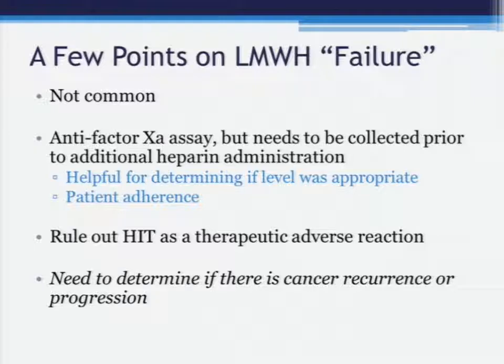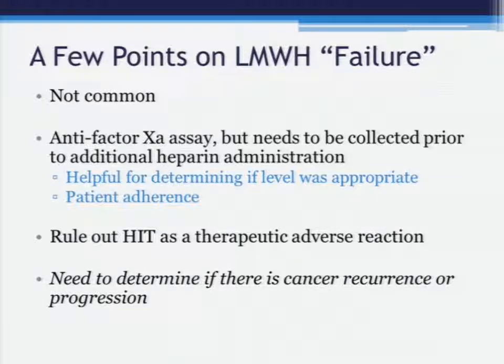You can use anti-factor 10A assays, but these need to be collected prior to additional heparin administration, which is sometimes difficult to do because by the time you see the patient, they've already been given further heparin by the emergency room physician or whatnot. So it's sometimes hard to interpret that. And you also have to interpret it with what time they dose their Lovenox at, because it varies based on what time you're drawing it and what time they dose themselves. But it can be helpful for determining if the level was appropriate, if it's done right, and also if the patient is taking the medication at all.